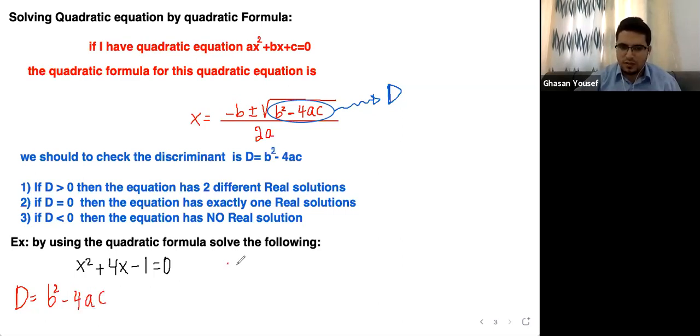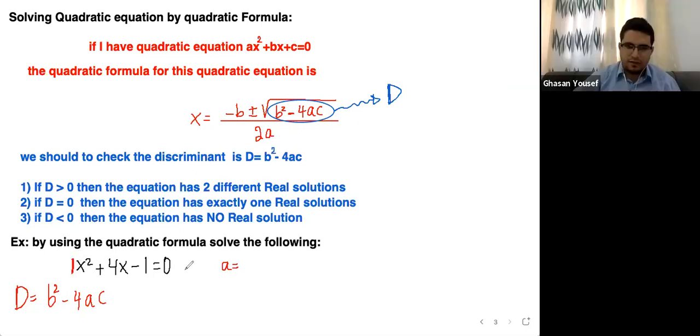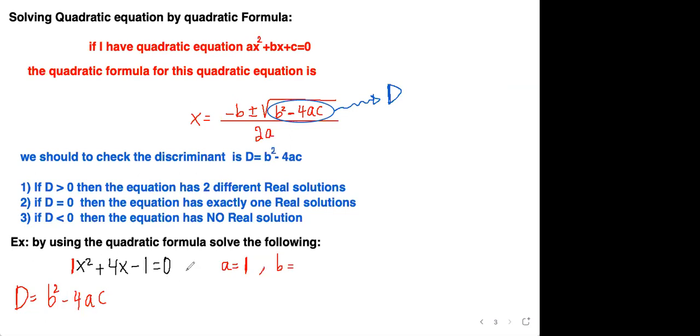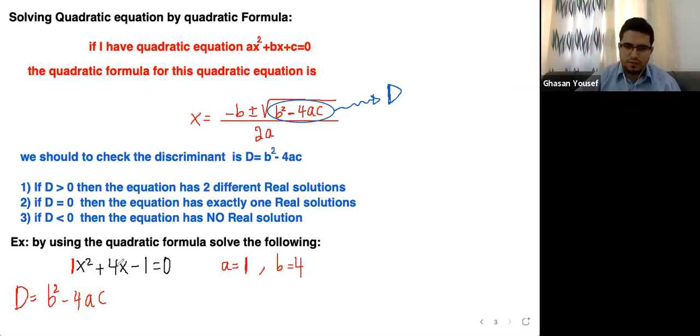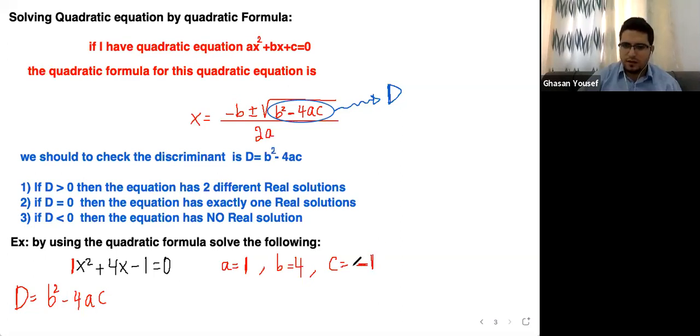What's the value for a? A is 1. And what is b? B is 4. And what is c? Negative 1. It's negative 1, not positive 1. Now you plug these numbers inside the formula, b squared minus 4ac.